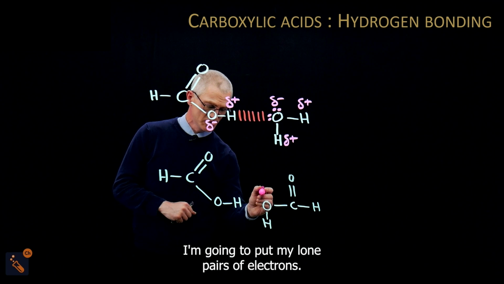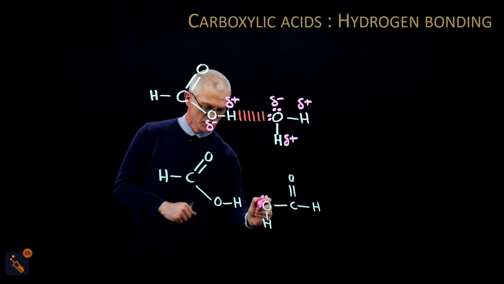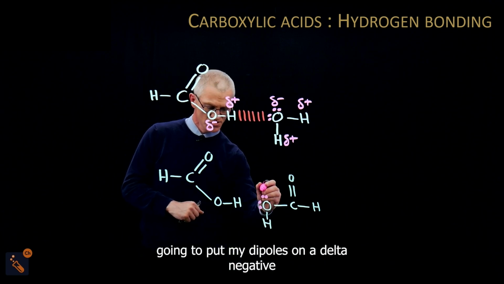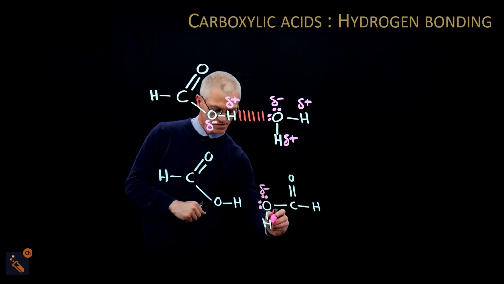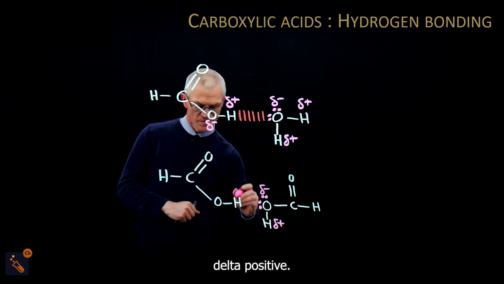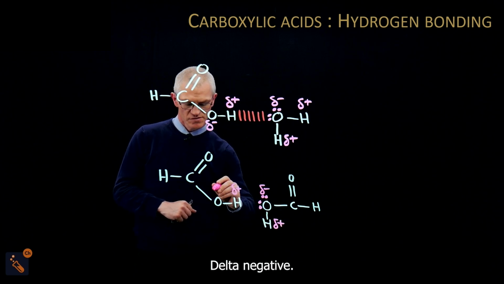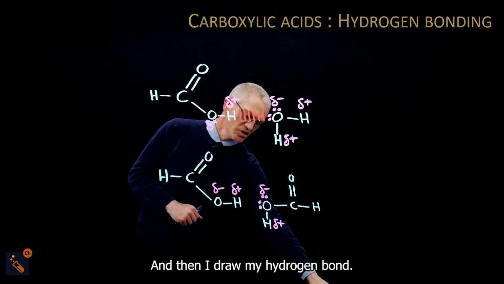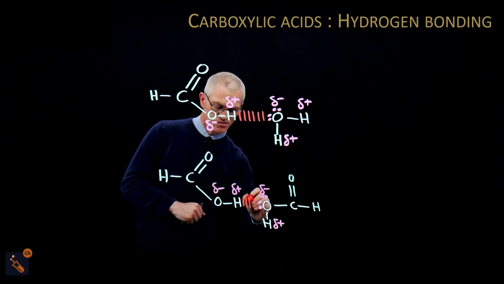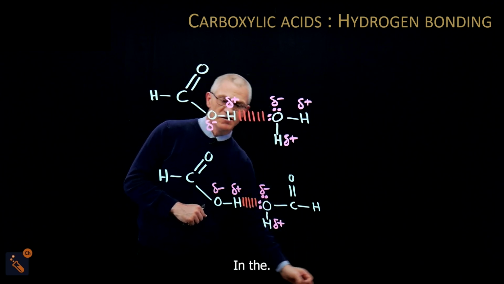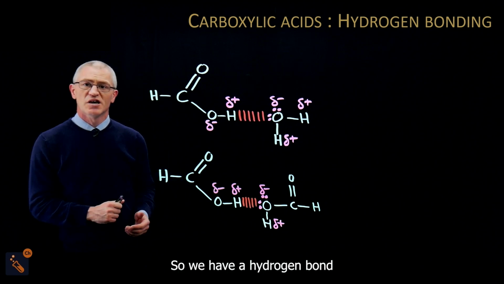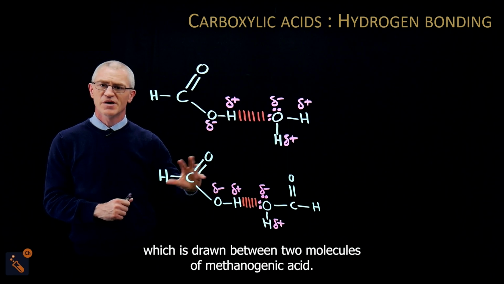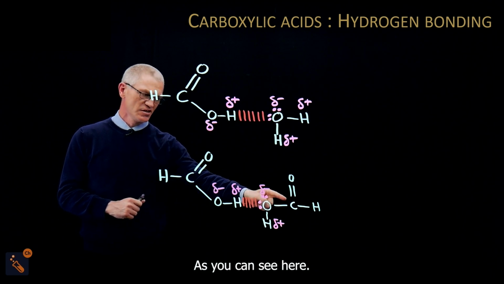I'll do the same process. I'm going to put my lone pairs of electrons on, and I'm going to put my dipoles on. So delta negative, delta positive, delta positive, delta negative. Okay, so I've got all of that, and then I draw my hydrogen bond in there.